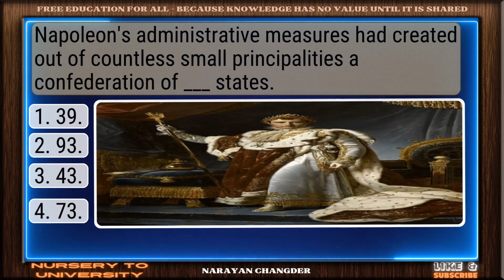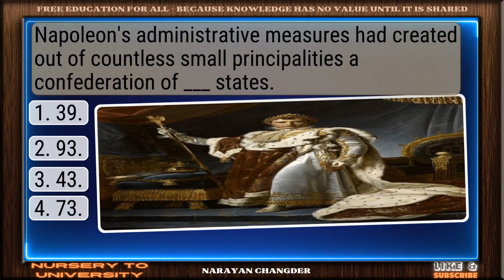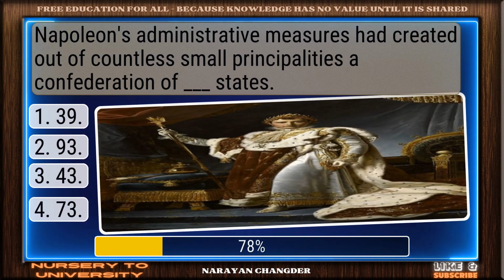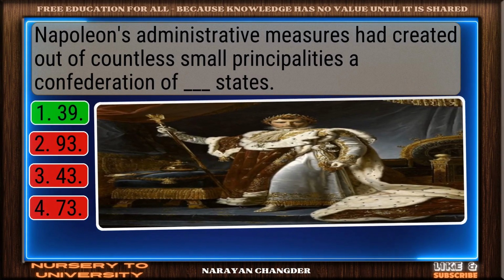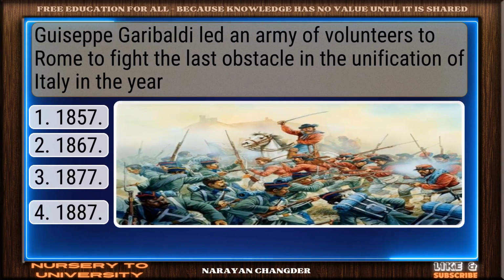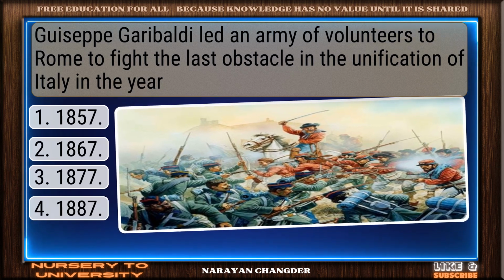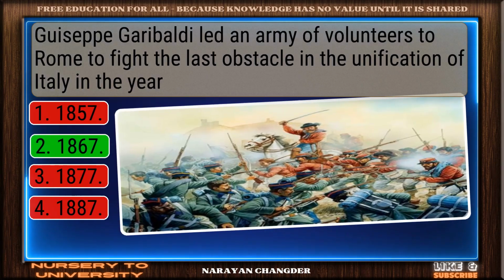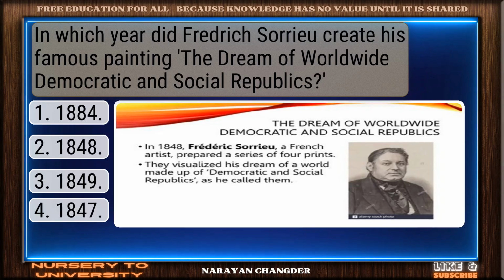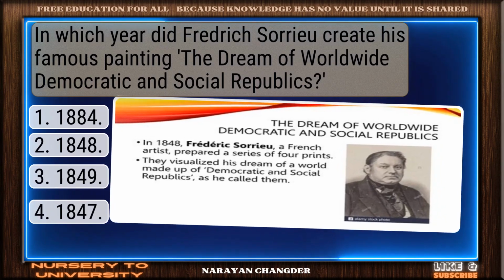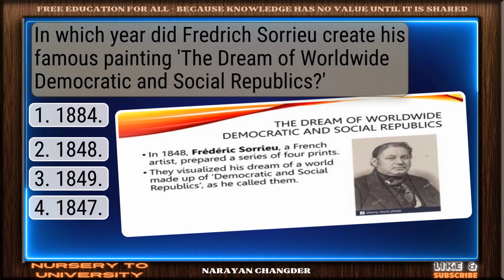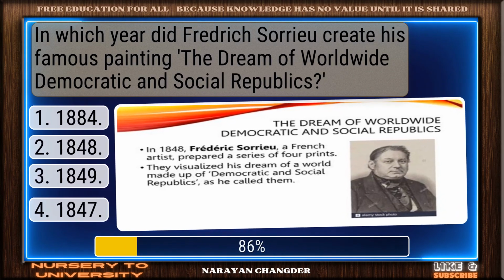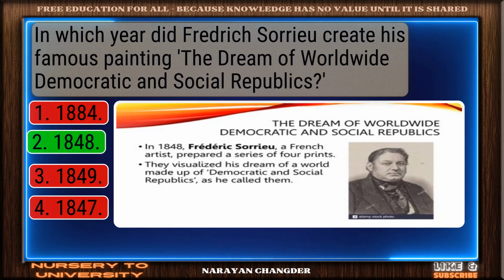Napoleon's administrative measures had created out of countless small principalities a confederation of ___ states. On track. 39 is correct. Giuseppe Garibaldi led an army of volunteers to Rome to fight the last obstacle in the unification of Italy in the year ___. You chose 1867, correct. In which year did Frederic Sorrieu create his famous painting The Dream of Worldwide Democratic and Social Republics? Nicely done. 1848 is solid.